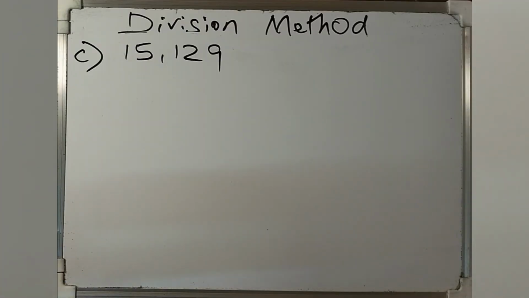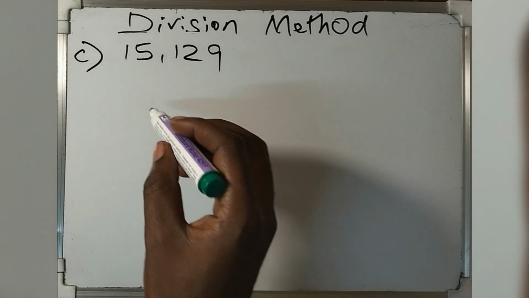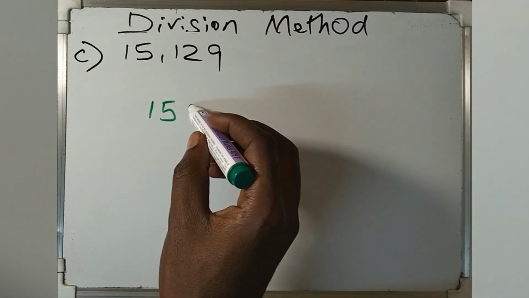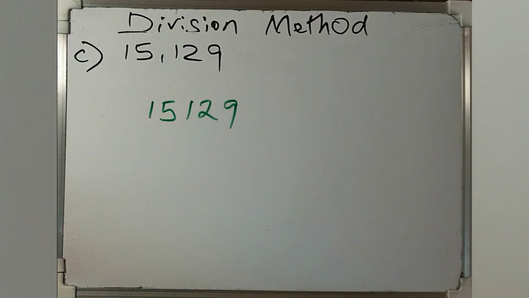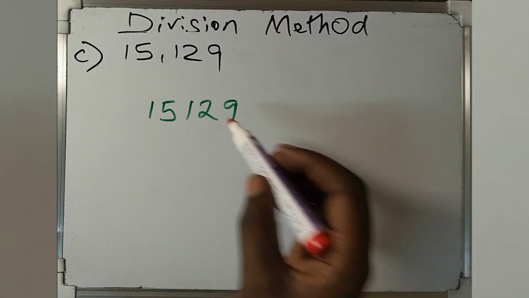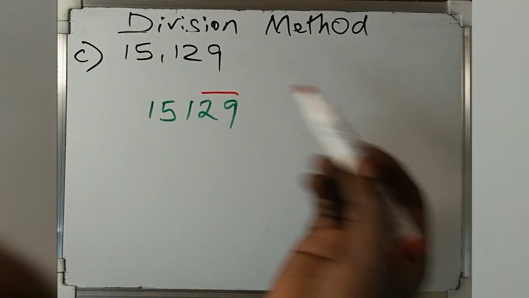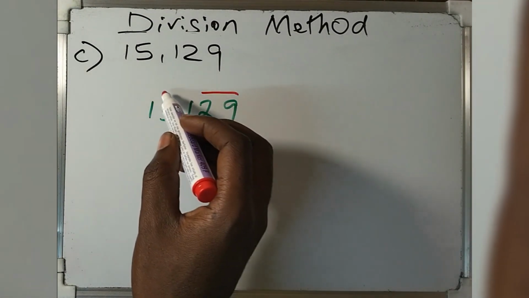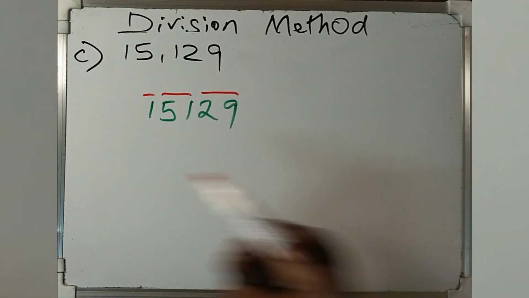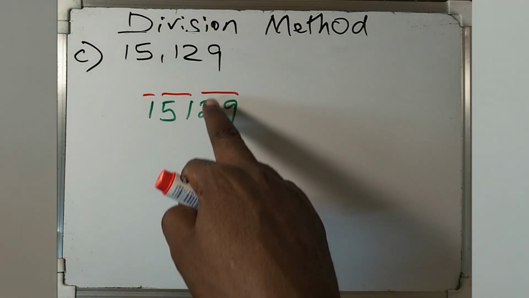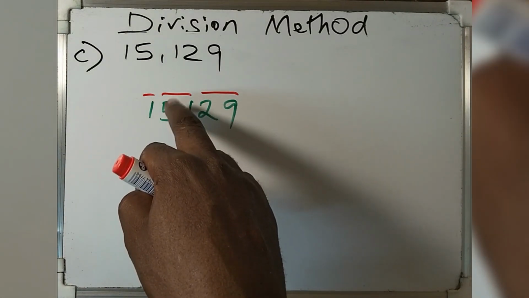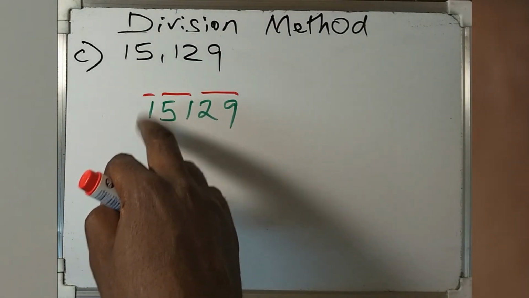Let's look at the last one. 15,129. Let's find the square root of 15,129 through the division method. Our first step will be to group it into two from the unit side. Now we have grouped it. We have three groups. The first group is 1, the second group is 51, and the third group is 29.